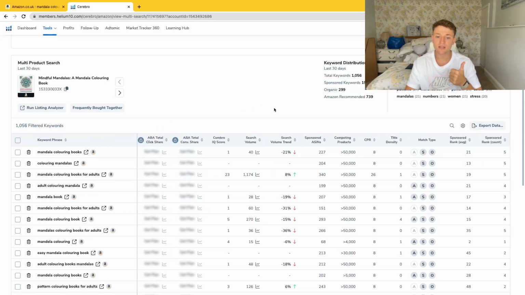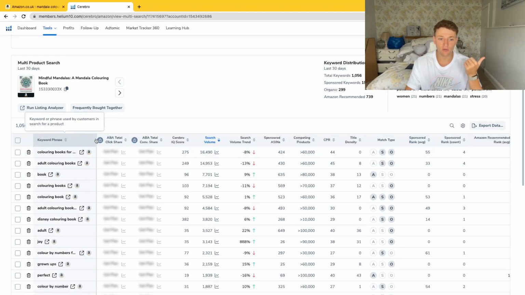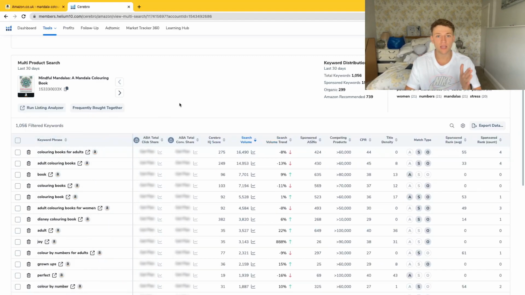Number 1, you can do exactly what we've just done with Magnet, filter by search volume and just go through a lot of these. Because these are all keywords from competitors that we know have been proven to sell well, we know they're going to be useful for our book, and they're more specifically going to be relatable to our book. And they're also going to be a lot more accurate.